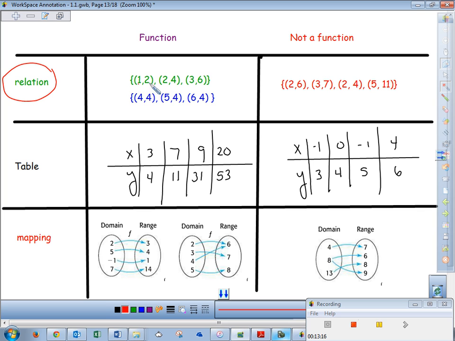See, 1 goes to 2. There's a 1 there, there's a 2 there, and there's a 3 there. Easy way to look at it is nothing ever repeats itself. I don't see 1 more than once in the domain. I don't see 2 more than once in the domain. I don't see 3. 1 goes to 2, 2 goes to 4, and 3 goes to 6. Here, 4 goes to 4, 5 goes to 4, and 6 goes to 4. Even though in the y values it's always 4, 4, 4, look at your x values. Did you see any quote-unquote repeaters in there? No. Look at this, not a function, no.